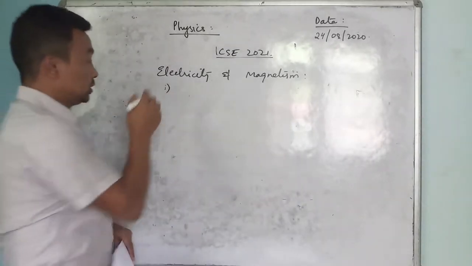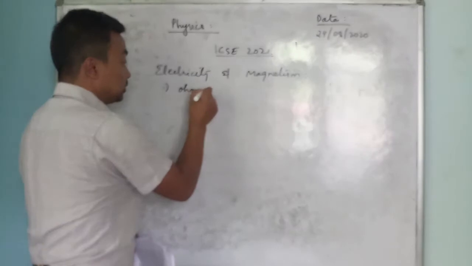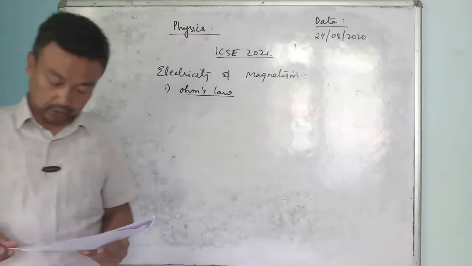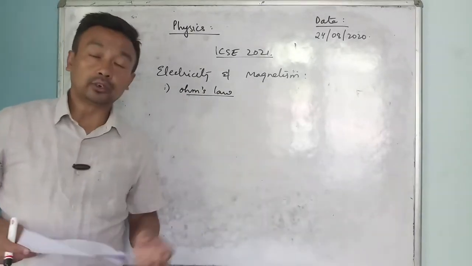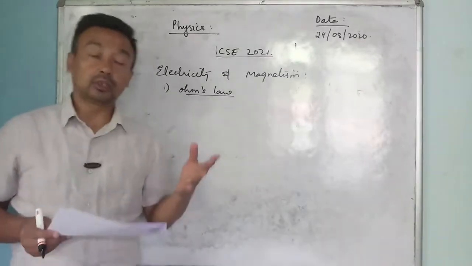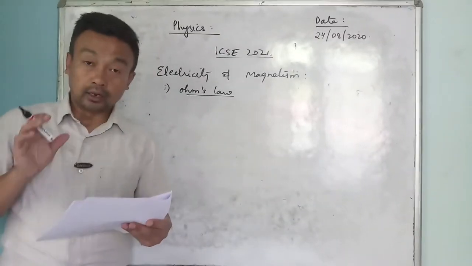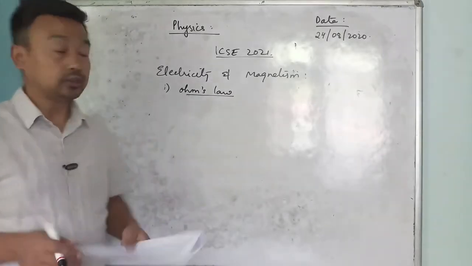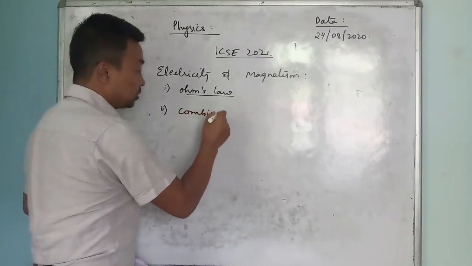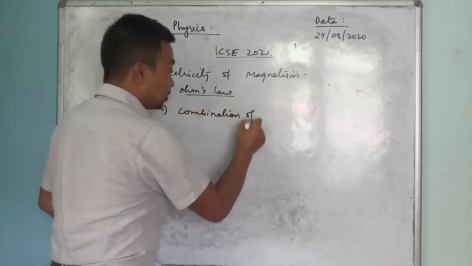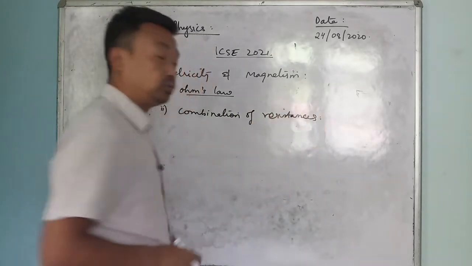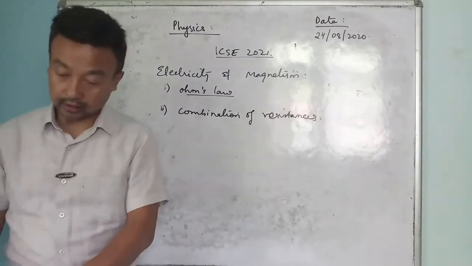Here the first subsection of electricity and magnetism, and the most important topic that we are going to study, is Ohm's law. This Ohm's law was discussed in class 9 as well. In Ohm's law, you have to understand the concept of current, charge, resistance, and potential difference. You also have the combination of resistances in series. This is also a very important topic. We have two types of combination of resistances. We will come to that later on.